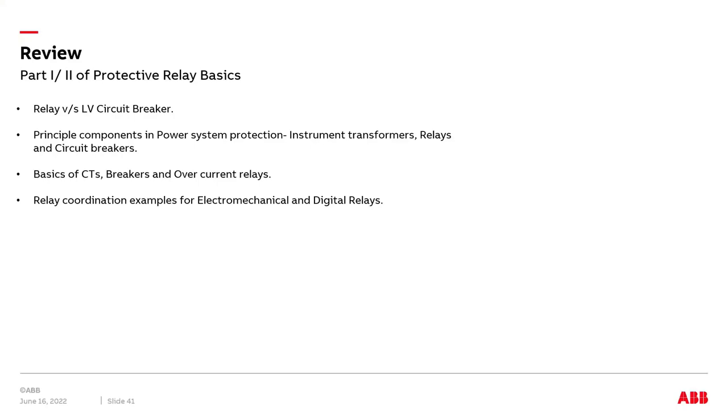We also saw what the principal components in medium voltage power system protection are, which are instrument transformers, relays, and circuit breakers. So instrument transformers feed the information of the current and voltage into the relay, and the relay takes the action on the circuit breaker.